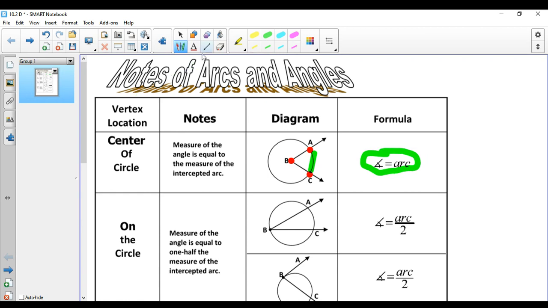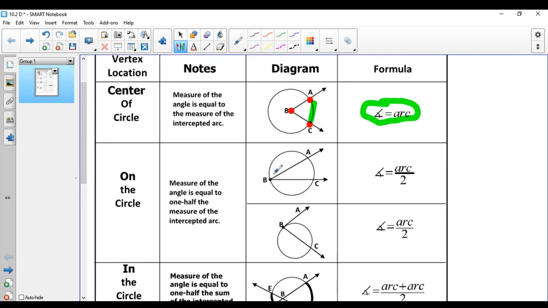All right, but there are several other possibilities as well. One possibility is that the vertex of the angle is on the circle, which we see here in the second row. So when the angle's vertex is on the circle, it still creates one arc, which we can highlight again right here. But now because of the location of the vertex, we use this formula. The angle is equal to the arc divided by 2. Okay, so the angle is going to be half the arc.